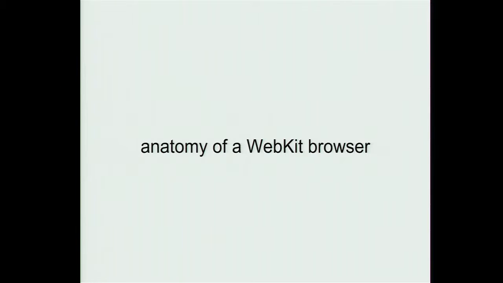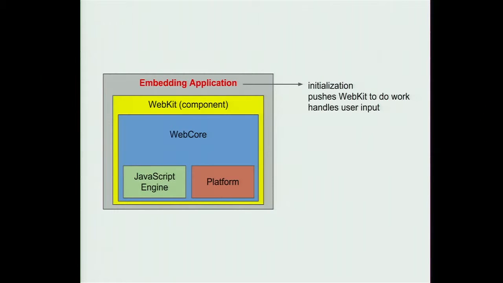So what's the anatomy of a WebKit browser? First there's the embedding application, which initializes WebKit and pushes it to do work, because WebKit will just sit there unless something is driving the event loop. And it also funnels user input and URLs, mouse movements, all that into WebKit.